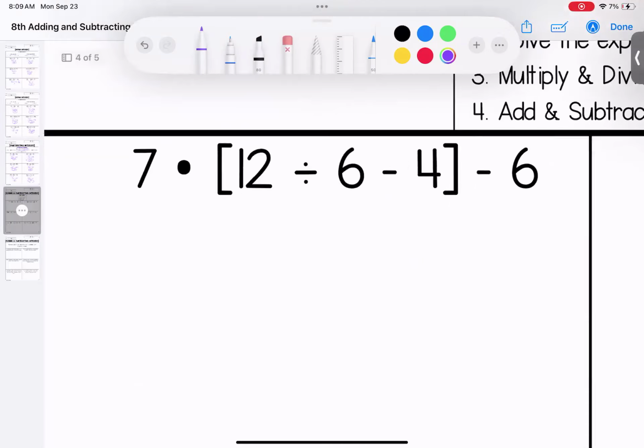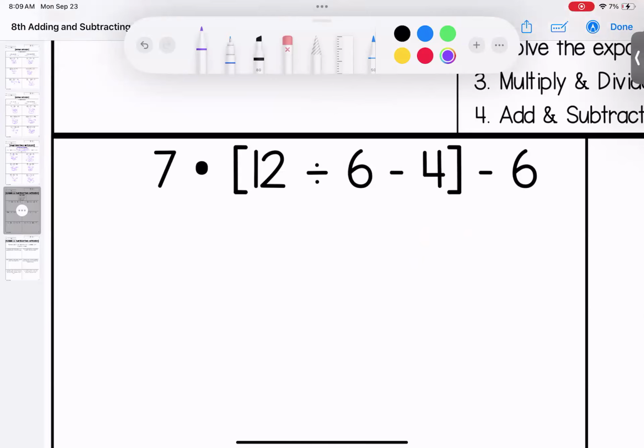So I'm going to come in here. I'm going to start with my parentheses. 12 divided by 6 is 2. Keep, change, change. 4 and 2, opposites subtract. This becomes negative 2. I'm going to bring everything down. I'm going to come through and do my keep, change, change.